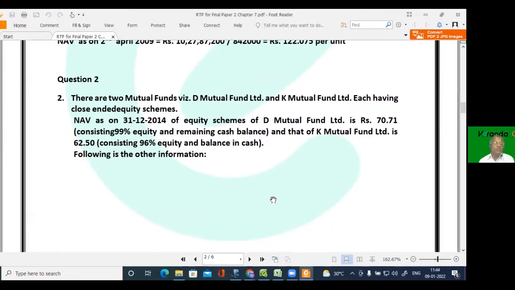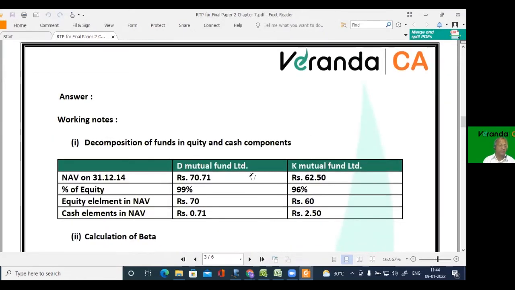There are 2 mutual funds, namely D Mutual Funds Limited and K Mutual Funds Limited, each having close-ended equity schemes. NAV on 31st of December 2014 of equity schemes of D Mutual Fund is 70.71, consisting 99% equity and remaining cash balance. See, in fact, before I could forget, let me tell you, this question was asked in December 2021 examination. And that of K Mutual Fund is 62.50, consisting 96% equity and balance in cash. Following is the other information.